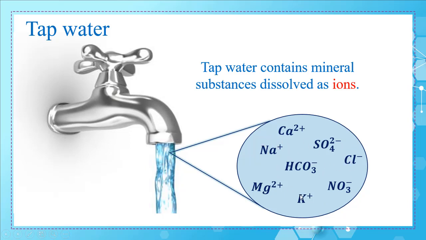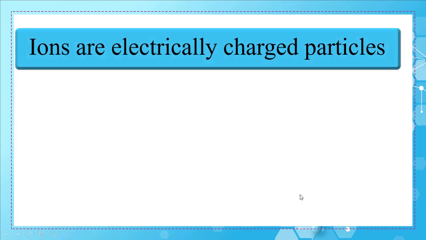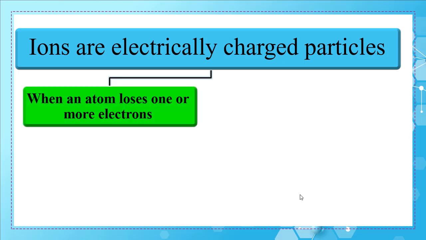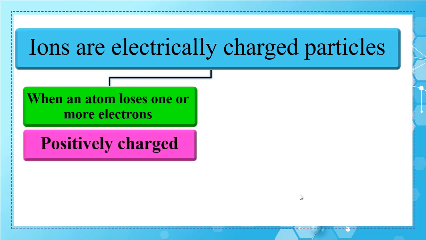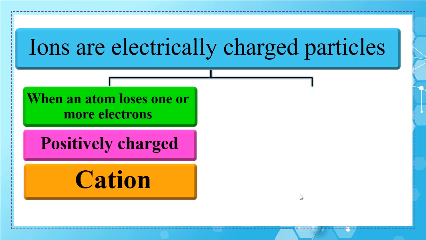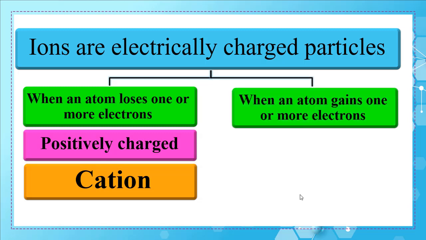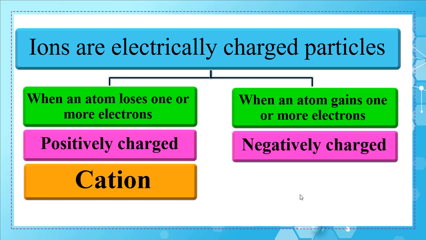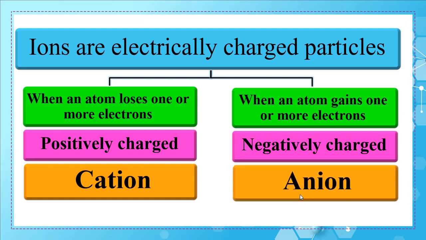are negatively charged. So, ions are electrically charged particles that can be formed either when an atom loses one or more electrons, therefore leading to a positively charged particle that we call cation, or when an atom gains one or more electrons, forming a negatively charged particle that we call anion.